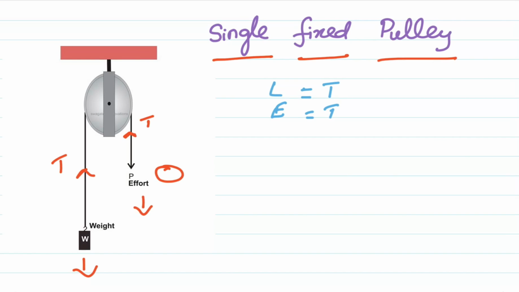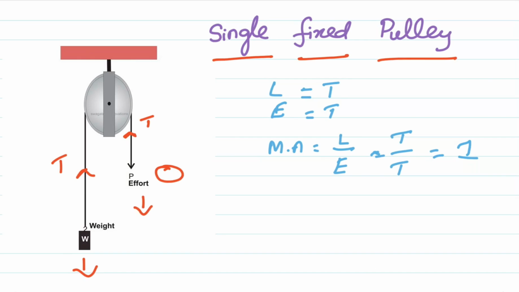That is, the load is balanced by the tension T acting on that segment of the string in the upward direction. The effort applied in the downward direction is balanced by the tension acting on that segment of the string in the upward direction. We know that the expression for mechanical advantage is load by effort. Here load is equal to T, effort is also equal to T, so the ratio is equal to 1. So the mechanical advantage of this pulley system we have calculated as 1.